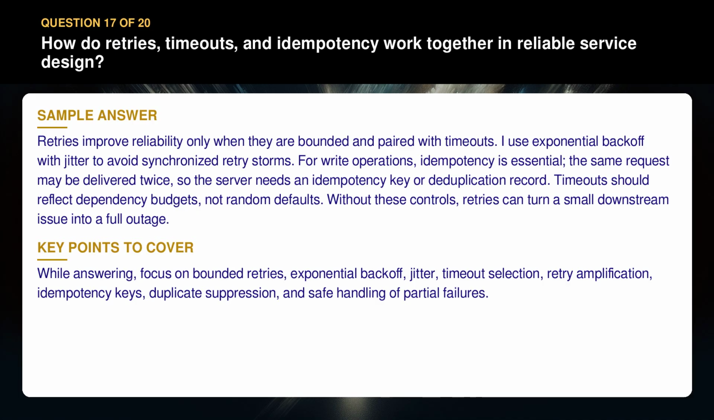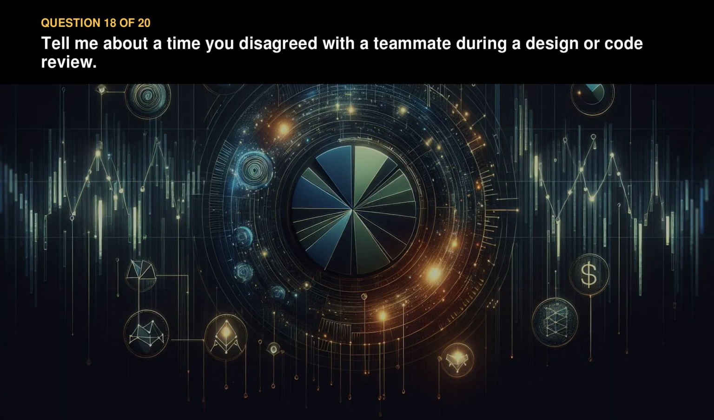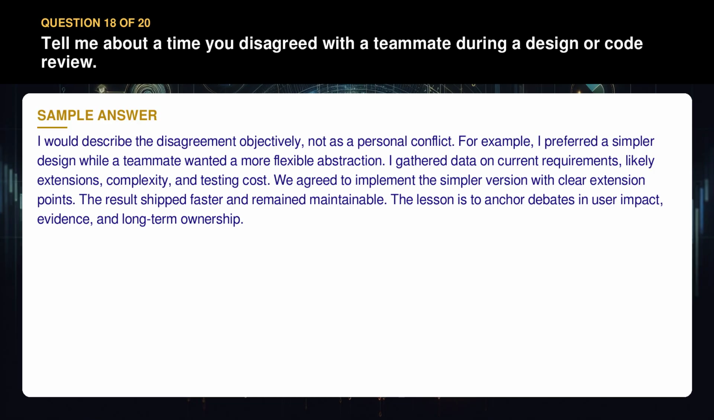When answering, focus on bounded retries, exponential backoff, jitter, timeout selection, retry amplification, idempotency keys, duplicate suppression, and safe handling of partial failures. Question 18. Tell me about a time you disagreed with a teammate during a design or code review. I would describe the disagreement objectively, not as a personal conflict. For example, I preferred a simpler design while a teammate wanted a more flexible abstraction.